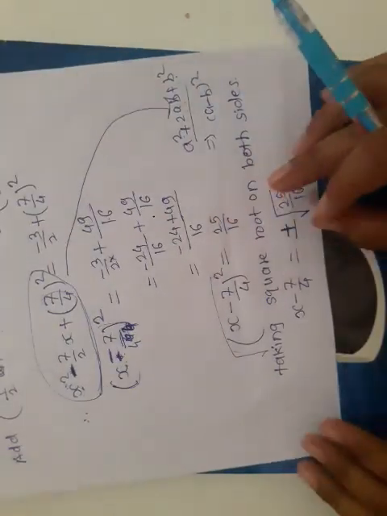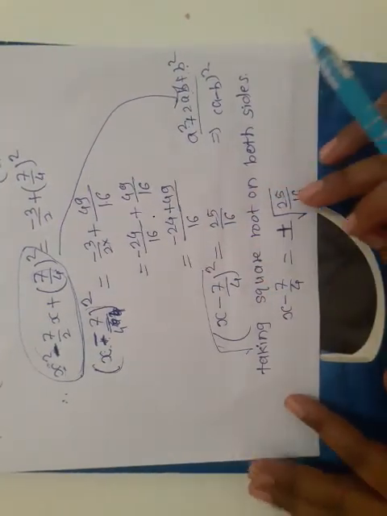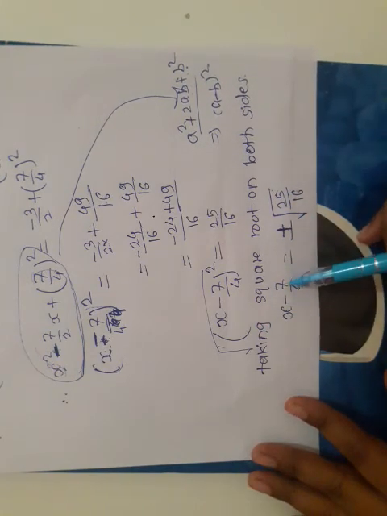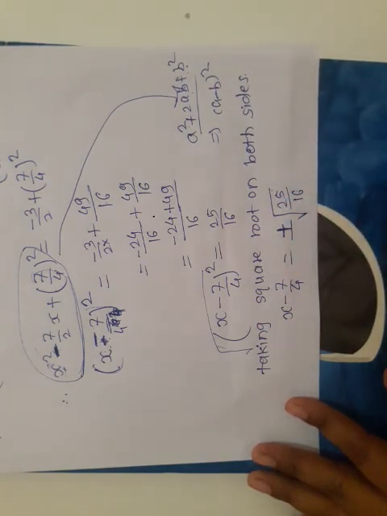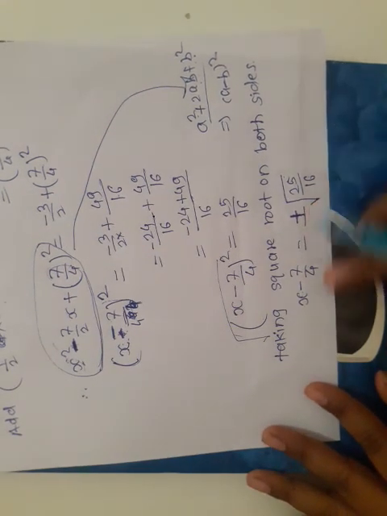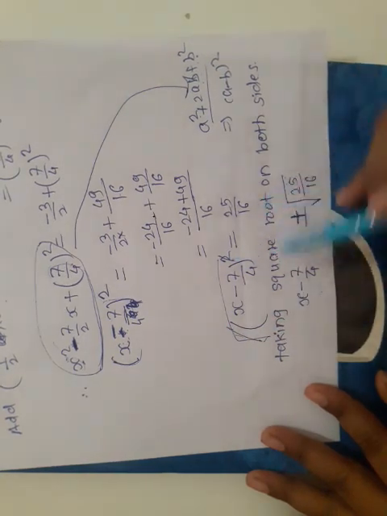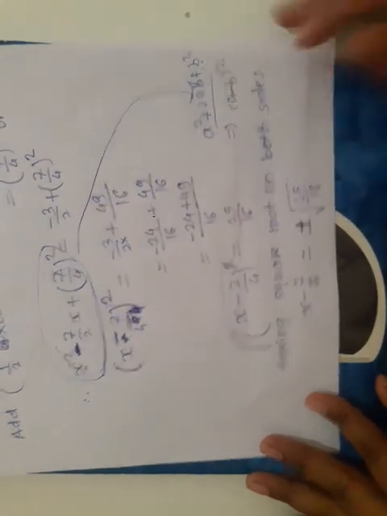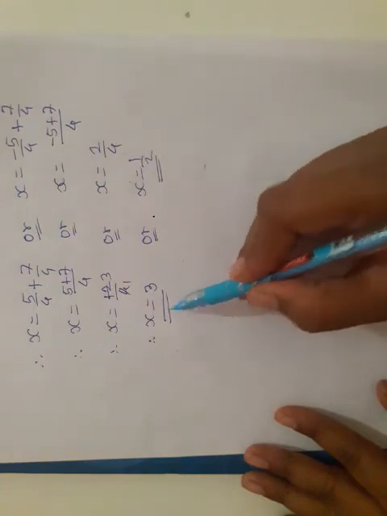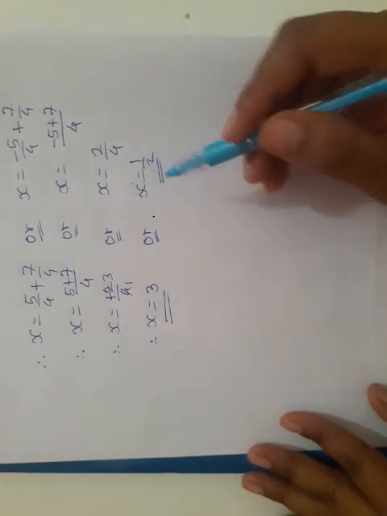If we have to find the value of x, then we have to take the square root on both sides. This is our fifth step. In the fifth step we take the square root, because we have to find the value of x. After taking the square root, the square root and the square vanish, and we get the value of x. The values of x are x is equal to 3 or x is equal to 1 half.